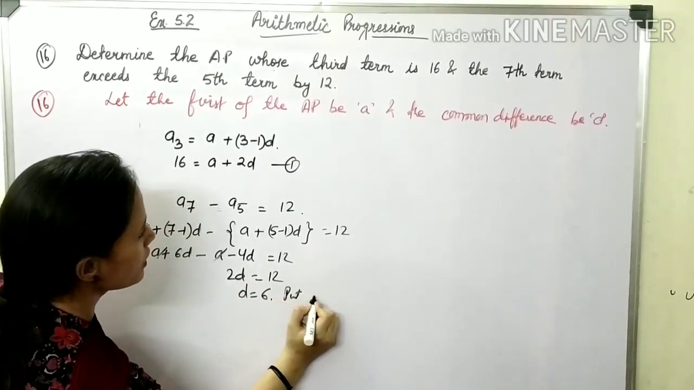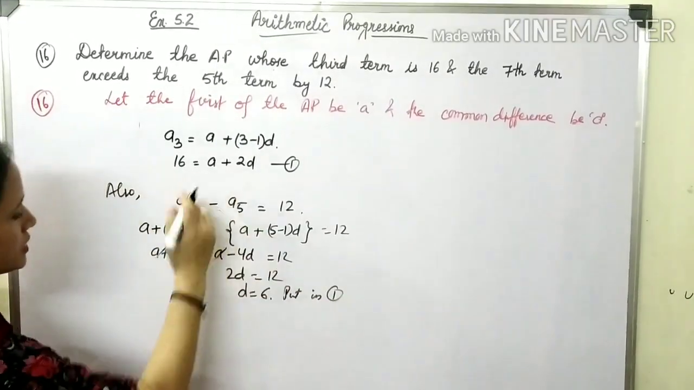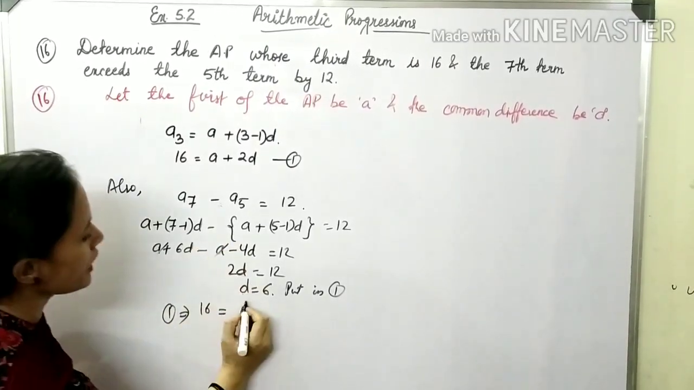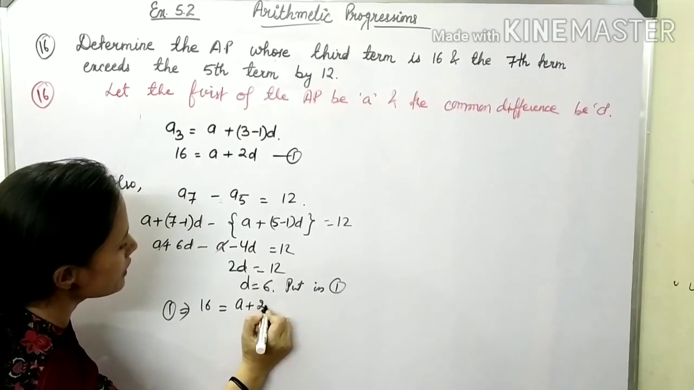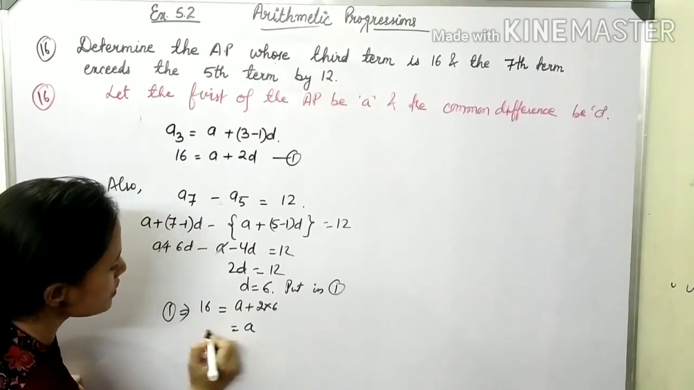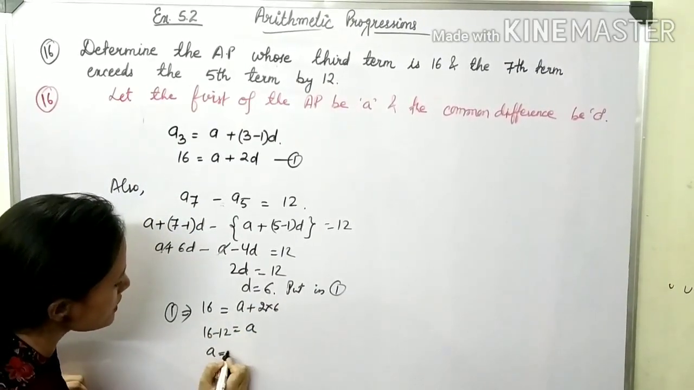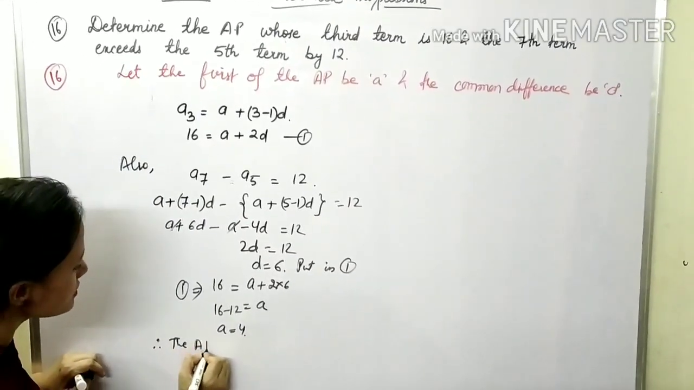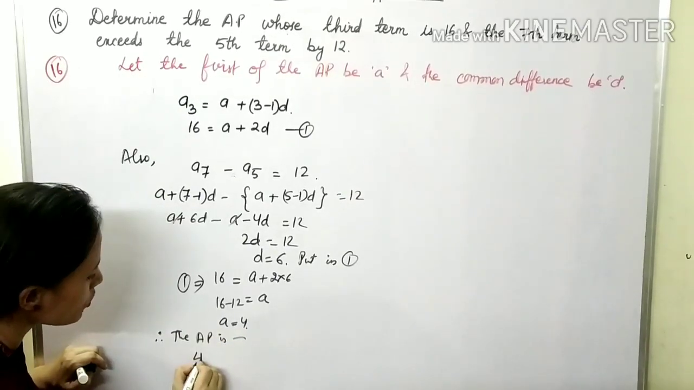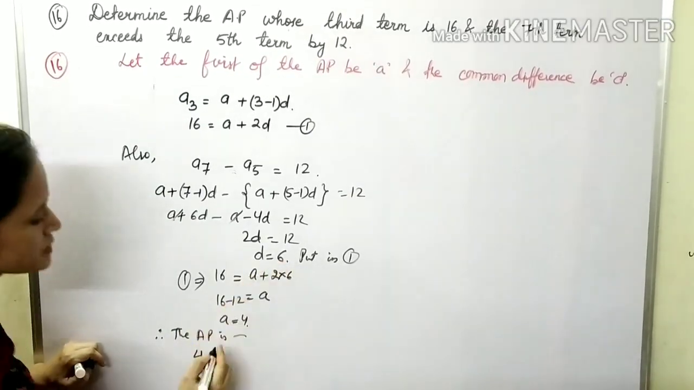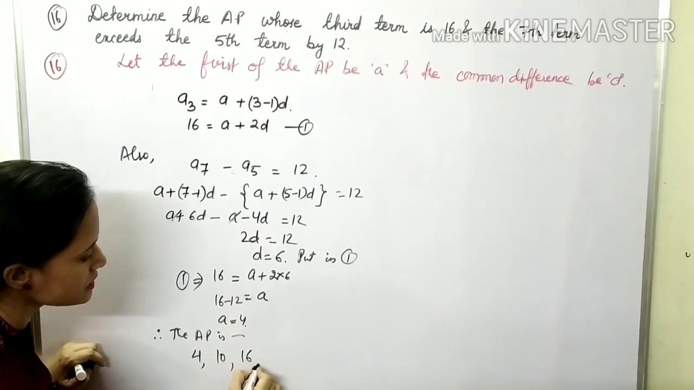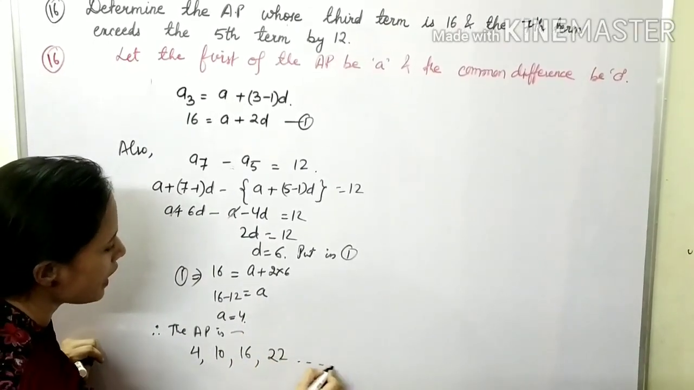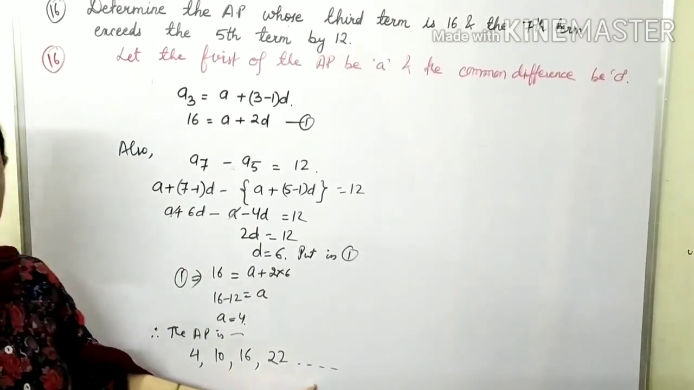This we will put in equation 1. So this is giving us 16 is equal to A plus 2 into D, that is 12. So A is equal to 16 minus 12, that is A is equal to 4. Therefore, the AP is, the first term is 4. Now the next term will be 4 plus 6, 10. The next term will be 16. Then 16 plus 6, 22, and so on. You can find the AP like this.